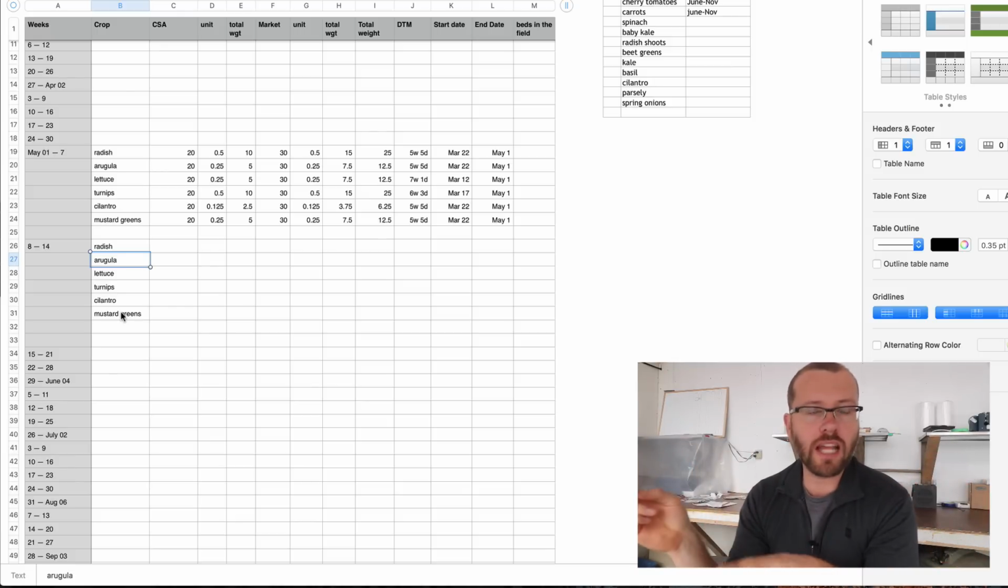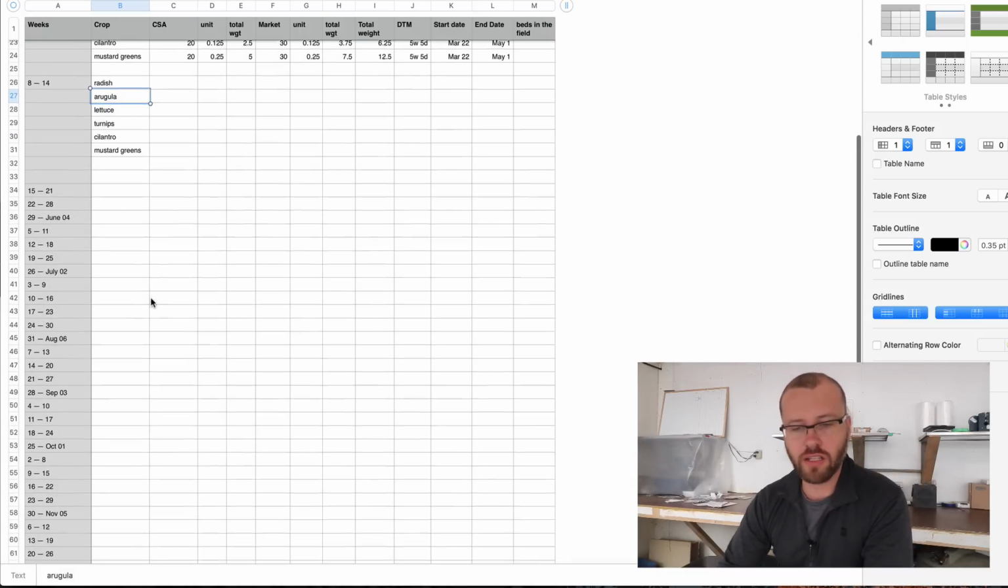Some things will be in that box each week, like a salad mix each week, but then maybe I'll alternate from spinach to arugula one week to the next. That's how you bring in some variability.